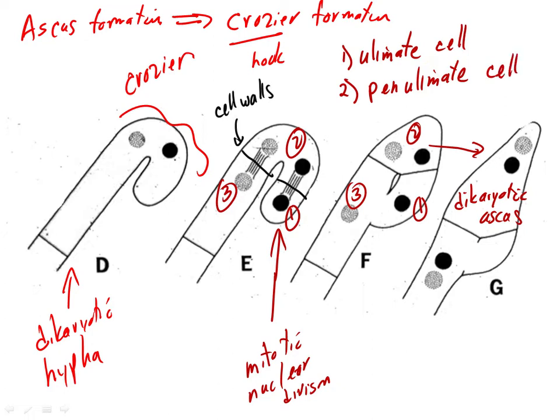Pen means almost. So almost the last, second from the last. The third one, and here's where it just gets great, is the third from the last. So it's the anti-penultimate cell.